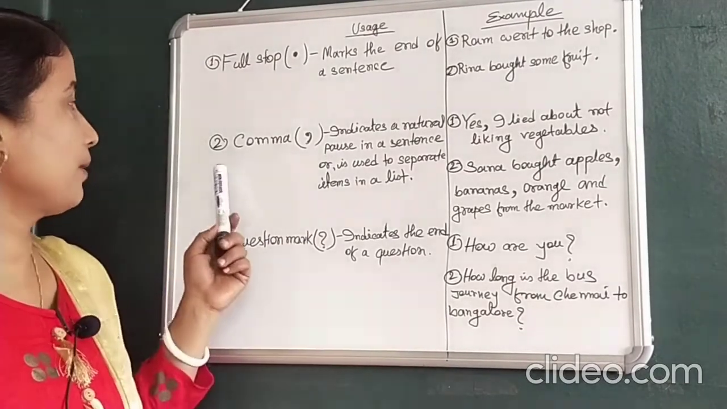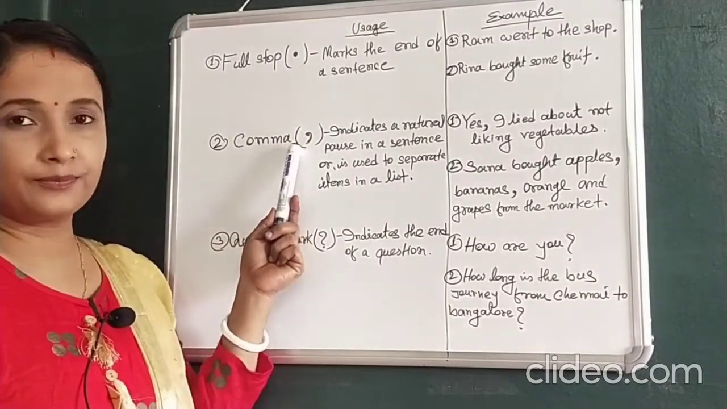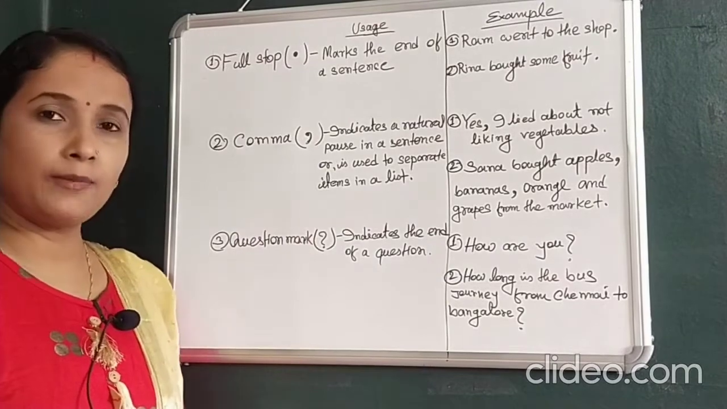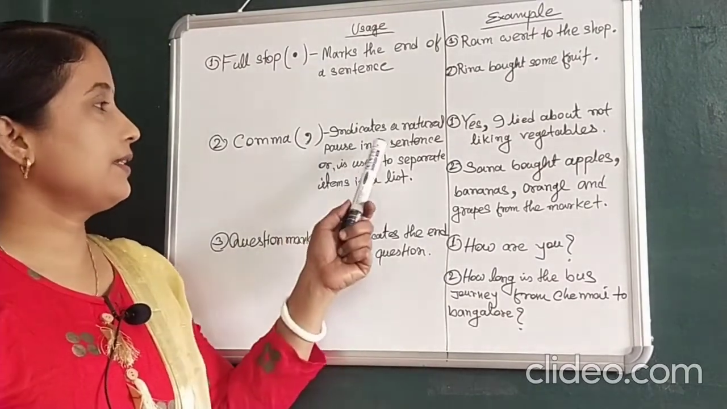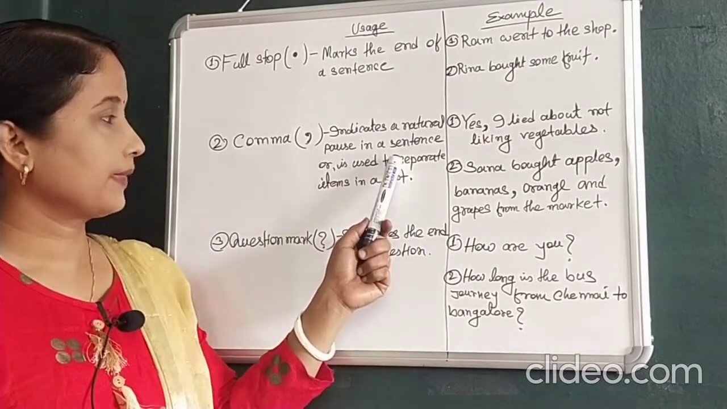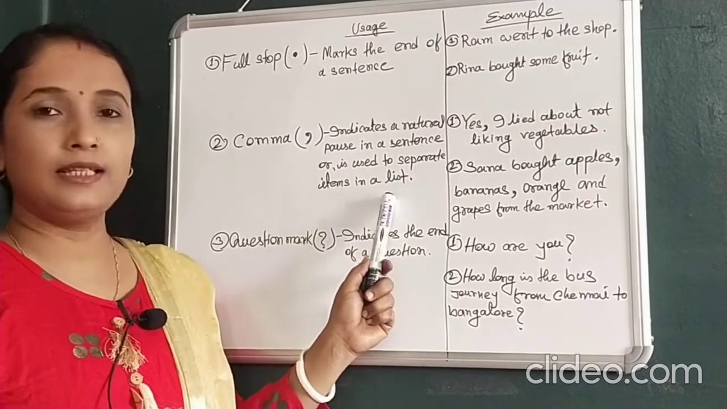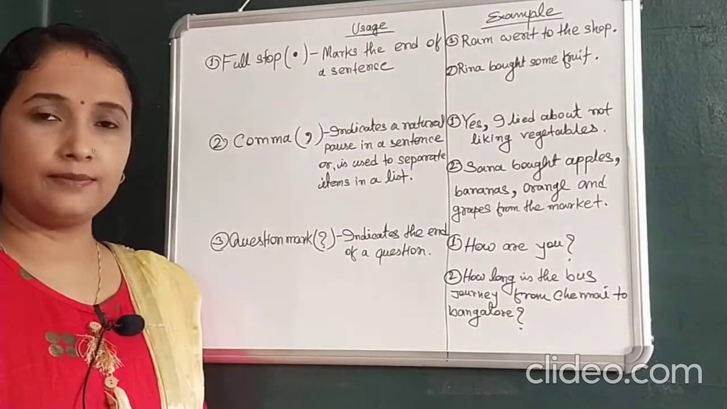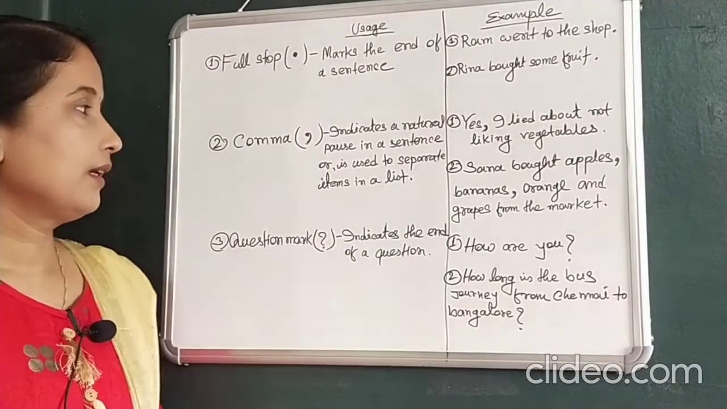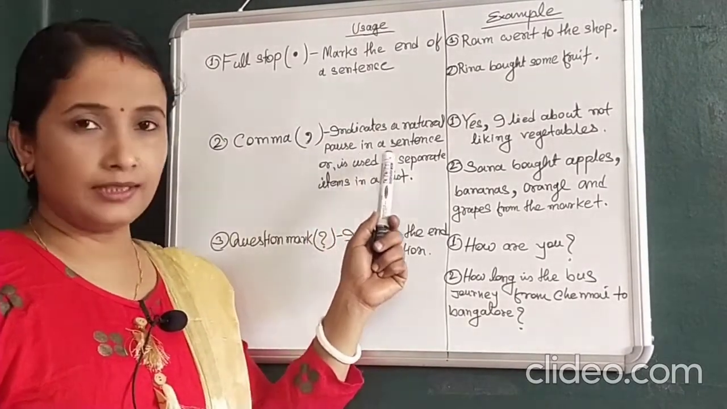Next punctuation mark is comma. This is the symbol of comma. When we use comma, it indicates a natural pause in a sentence or is used to separate items in a list. At first, it indicates a natural pause in a sentence.